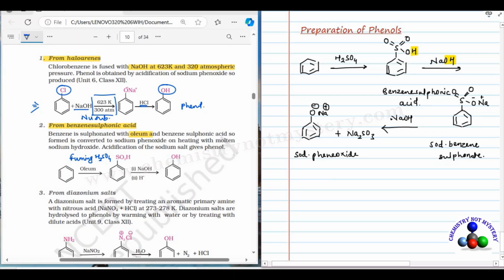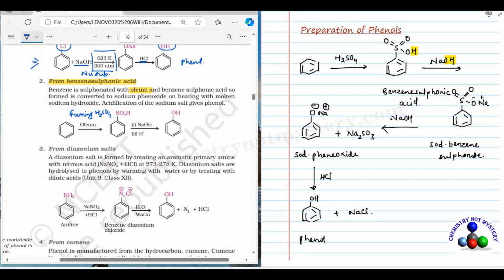So when this sodium phenoxide is treated with HCl, it undergoes a neutralization reaction, and here you will get phenol. So this is benzene. It is bonded with OH. So this is phenol. And here the byproduct will be NaCl. So that's how, from benzene, you can prepare phenol.